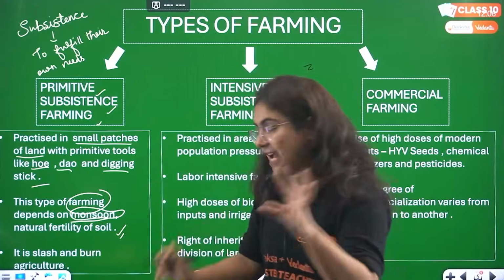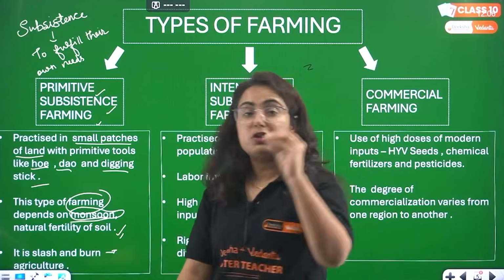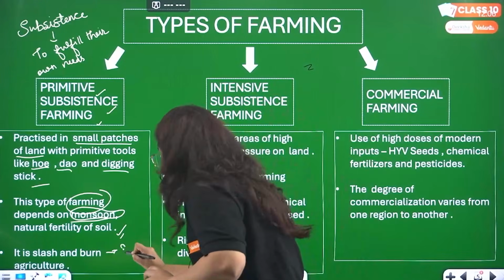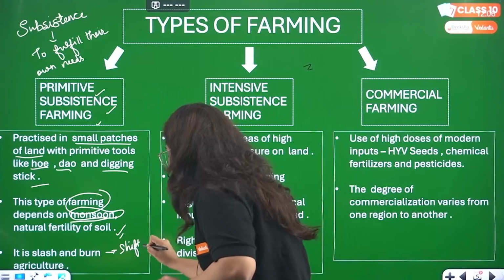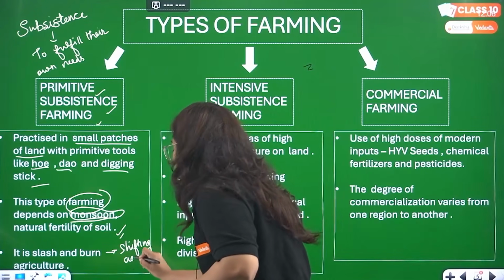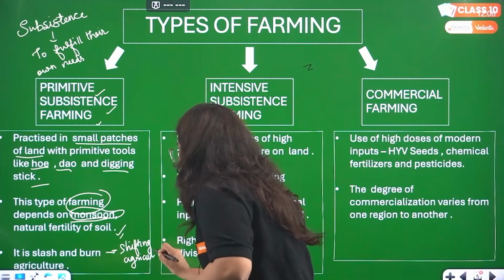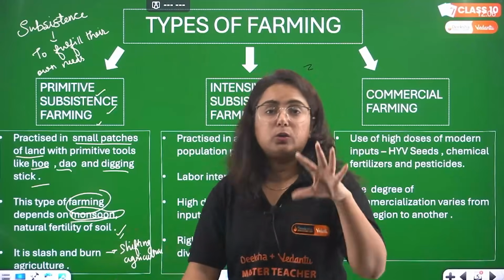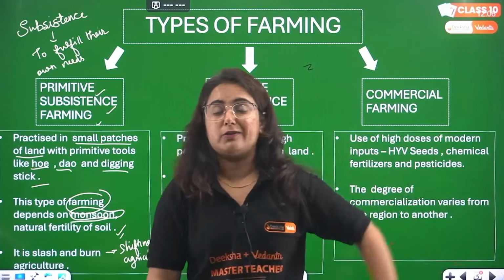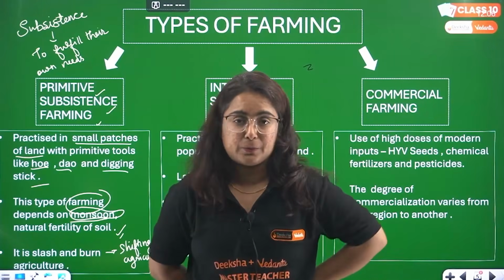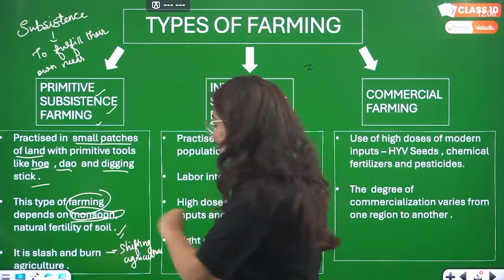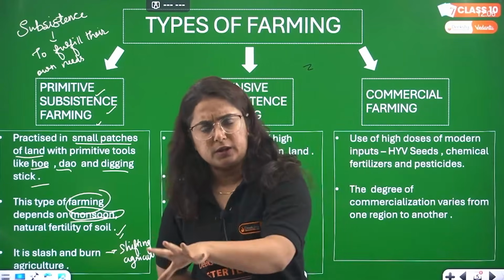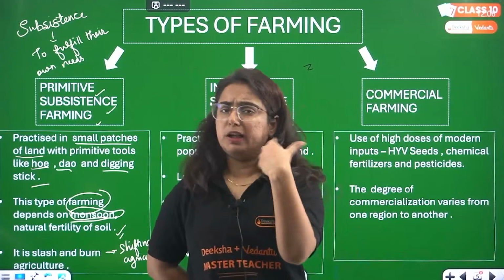So what is this slash and burn agriculture, which is also known as, beta, shifting agriculture? Shifting agriculture is practiced differently in different parts of India, not only in India, in the majority of Southeast Asian states also. When we talk about this, beta, slash and burn. Slash means cutting, burning you guys know.